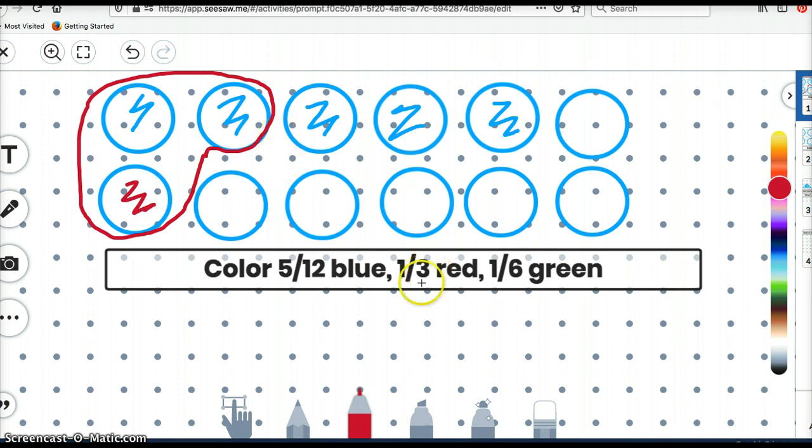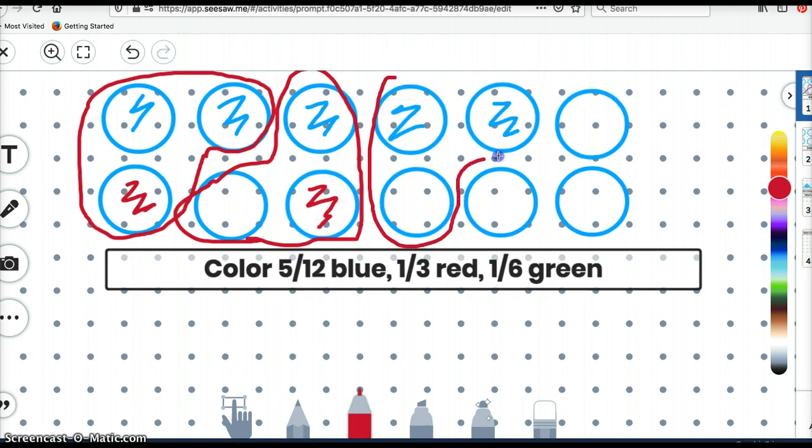So we look at the bottom number, and it tells us that we need 3 parts to make the whole. Here's the 3 parts. So our whole group is now 3. We want 1 out of those 3 to be red. So I continue with this pattern of making groups of 3 because I know that makes the whole. And I know that I need to color 1 out of the 3 red.